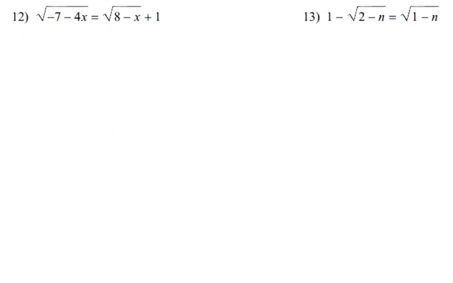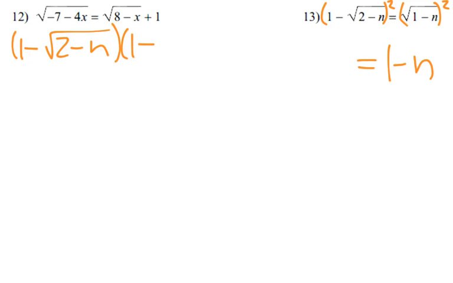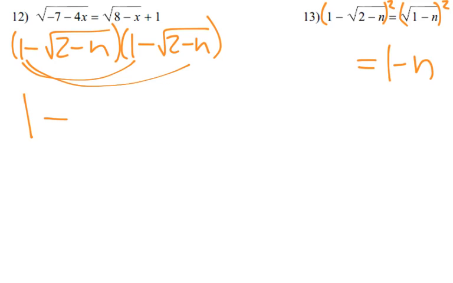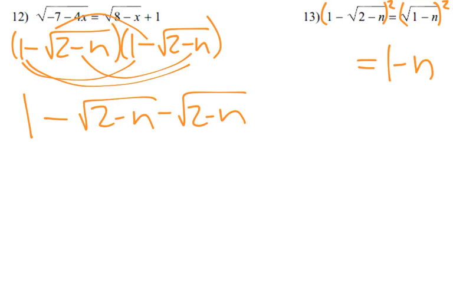Alright, let's keep moving. So I'm not going to be checking any more of the answers, just for sake of time. I want to make sure we finish all these. So we start off by squaring. That gives us 1 minus n. And then on the other side, 1 minus square root of 2 minus n times 1 minus square root of 2 minus n. 1 times 1 is 1. 1 times negative square root of 2 minus n. 1 times negative, so same thing again. And then you multiply those last two together, and you get us positive 2 minus n.